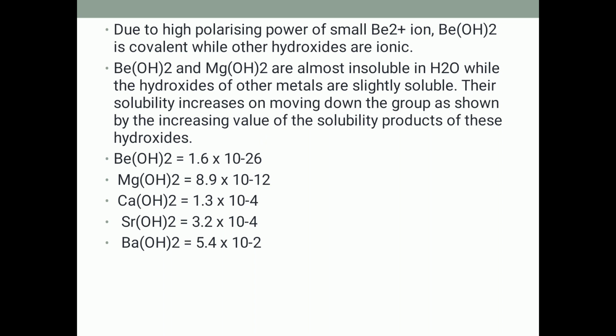Beryllium hydroxide and magnesium hydroxide are almost insoluble in water while the hydroxides of other metals are slightly soluble. Their solubility increases on moving down the group as shown by the increasing value of solubility product of these hydroxides. These are the values of solubility product: beryllium hydroxide, magnesium hydroxide, calcium hydroxide, strontium hydroxide.